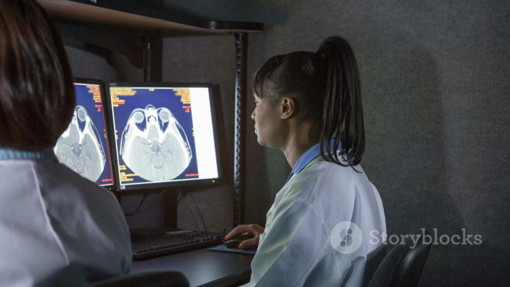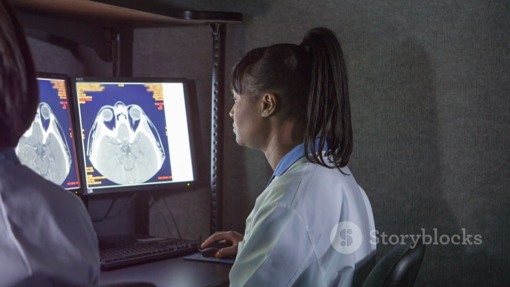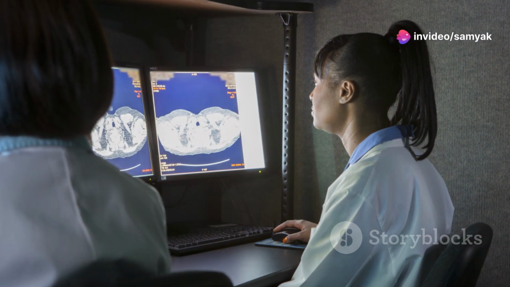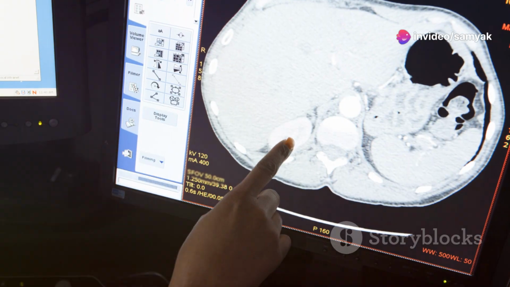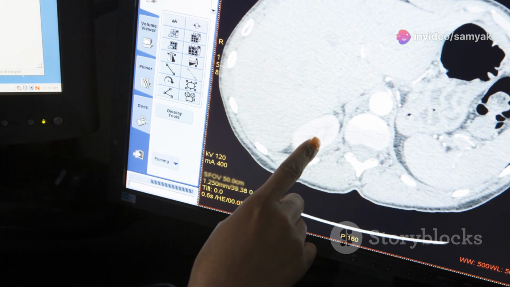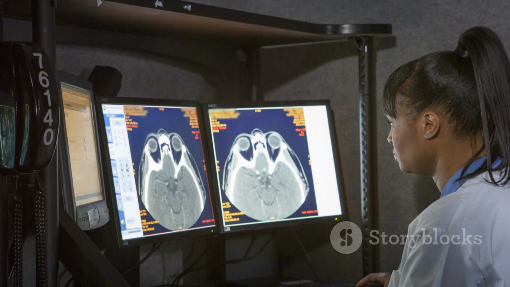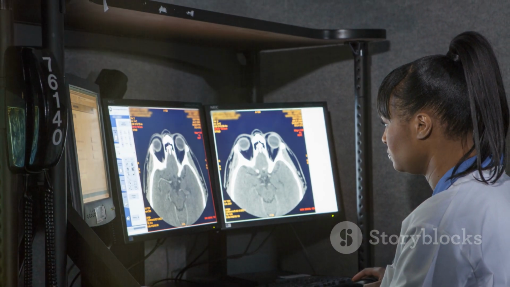Imaging tests, such as X-rays, CT scans, and PET scans, help visualize the extent of the disease and identify any involvement of other organs. These advanced imaging techniques offer a detailed view of the body's internal structures, revealing the spread and impact of the lymphoma.